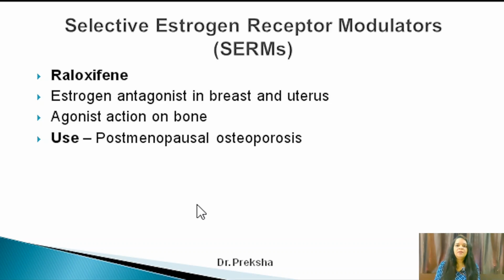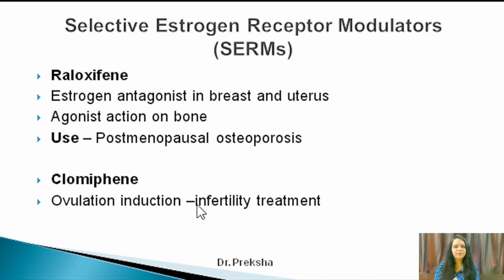Now another selective estrogen receptor modulator is raloxifene. Raloxifene has estrogen antagonistic action in the breast and in the uterus, as well as agonistic action on the bone. That is the reason it is used in postmenopausal osteoporosis in females. Now, raloxifene differs from tamoxifen in that it does not increase the risk of endometrial hyperplasia, and so it does not cause increased risk of endometrial carcinoma. So, raloxifene does not increase the risk of endometrial carcinoma. This is a very important concept that you have to remember.